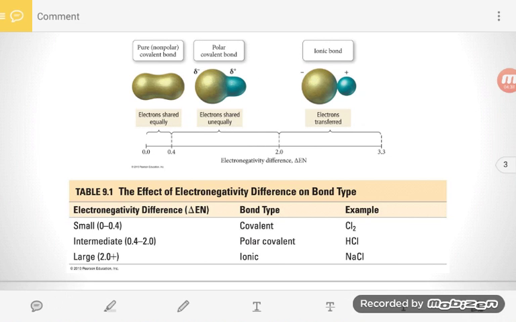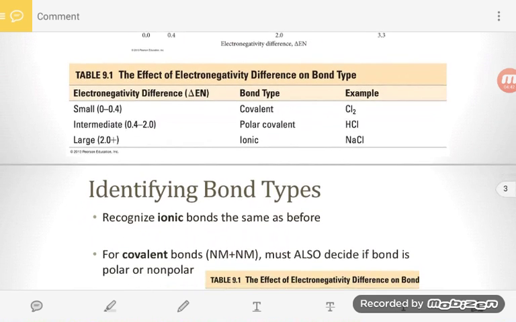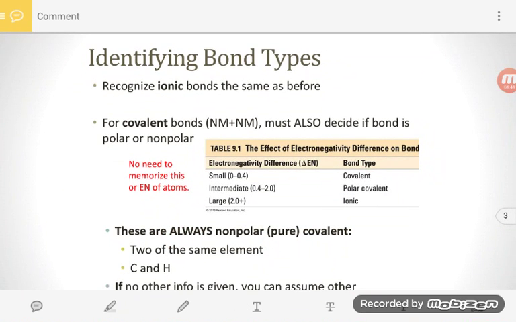Now, I don't really believe in memorizing the electronegativities or the differences or anything like that, so I have a little bit of a simpler way of trying to identify the different bond types. First of all, ionic bonds are just the same as before. Metal, nonmetal, polyatomic ion, things like that, that's an ionic bond, done.